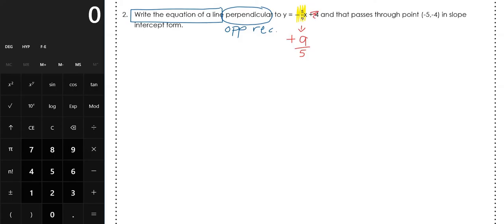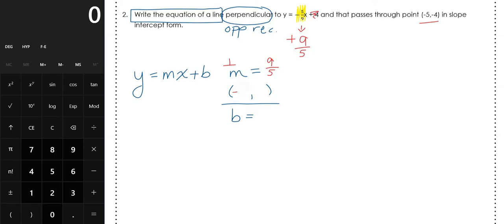Now let's set up our graphic organizer like we did in the last problem. So we have y equals mx plus b as our goal. We need the slope of our line, which is perpendicular. We need a point on our line, and then we can solve for b, our y-intercept. So we have our slope. We said it needs to be perpendicular, so we have a positive 9 over 5. And then we have a point on our line. If we go back to the question, it says that our line needs to pass through the point (-5, -4). So I'm going to put negative 5, negative 4.